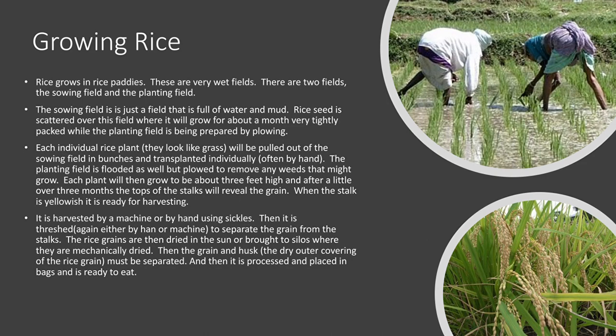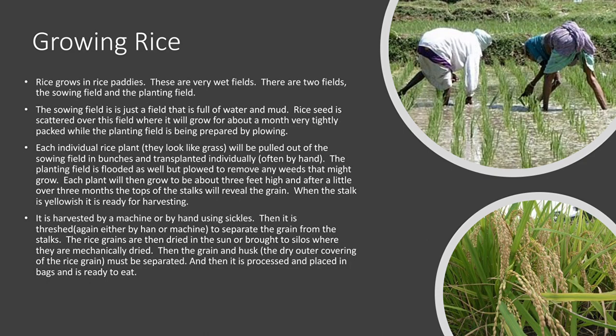And then after about a month, and they've been preparing their planting fields during this time by plowing and so forth, sometimes using mechanical plows, but that can be really tough given how deep the water is in these fields. But they also use water buffalo to plow their fields in Asia. And what they will do is after the plant grows for about a month, they will pull them out, literally just yank them out of that wet ground and replant them individually in the planting field.